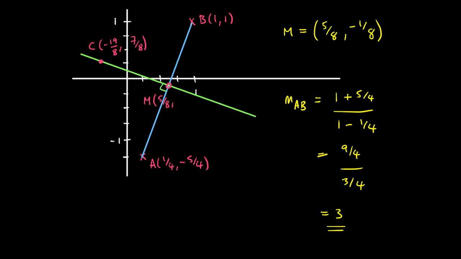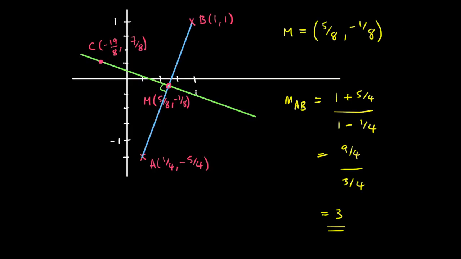5/8, negative an eighth. And we want to find the point D, which is the reflection of C in the line AB, right? Just make sure I understand that. Yeah, it's a reflection in the line AB. So this point is going to be reflected in that line. So it's going to go to somewhere over here, right? So this is point D, the coordinates of which at the moment are unknown.